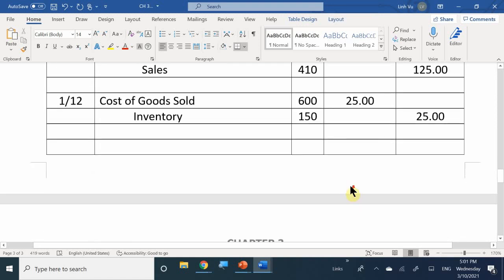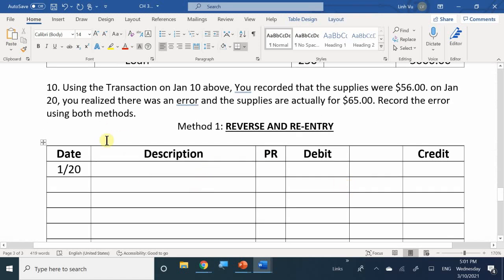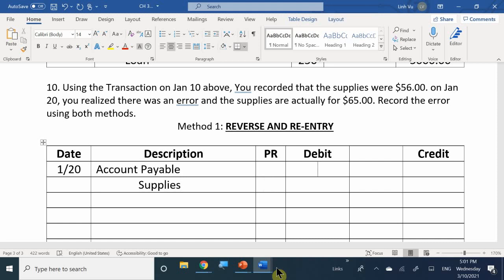Now, let's reverse this entry. How do I reverse this entry? First you list accounts payable. We're going to list the accounts payable, right? In context, I'm going to go back to the store and I'm going to return the item. So I should decrease what I owe, and I'm also going to return my supplies, okay? All right, for the amount of $56. Now I have to re-enter it.